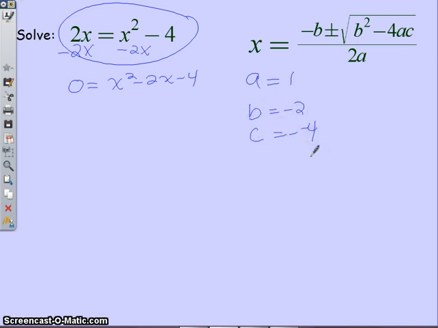We've got our formula up here in the right-hand corner. Let's go ahead and plug it in. Be careful with your negative signs here. It says negative b, but I've got negative 2 for my b value. So minus negative 2, I like to use parentheses, you know that, plus or minus the square root of negative 2 squared minus 4 times 1 times negative 4, all over 2 times 1.